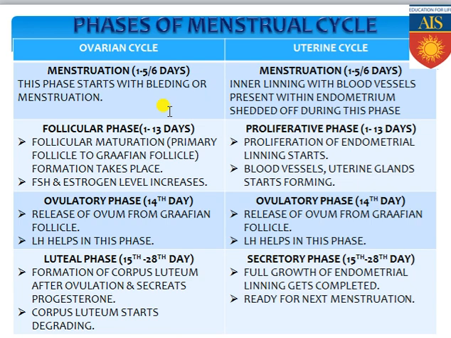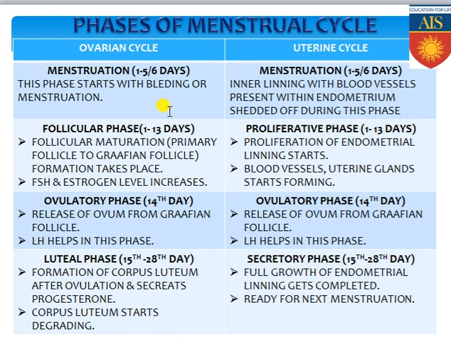Next, ovulatory phase. The same thing whatever I have told in the case of the ovarian cycle, it is happening on the 14th day. And keep it in your mind, the release of the ovum is happening in this phase. Another most important thing is that LH helps in this phase, specifically for this ovulation. And during the time of ovulation, LH concentration in the blood will be increasing a lot, and that is known as LH surge. Next, the secretory phase is also there.